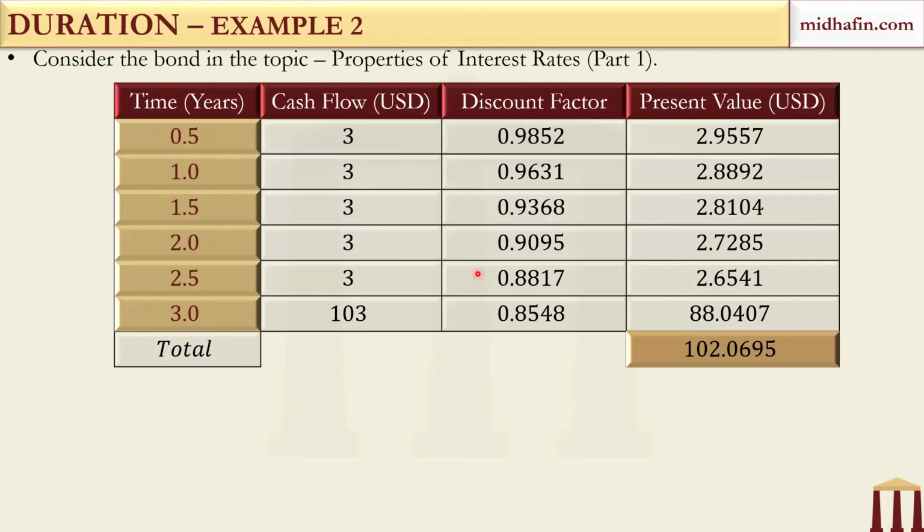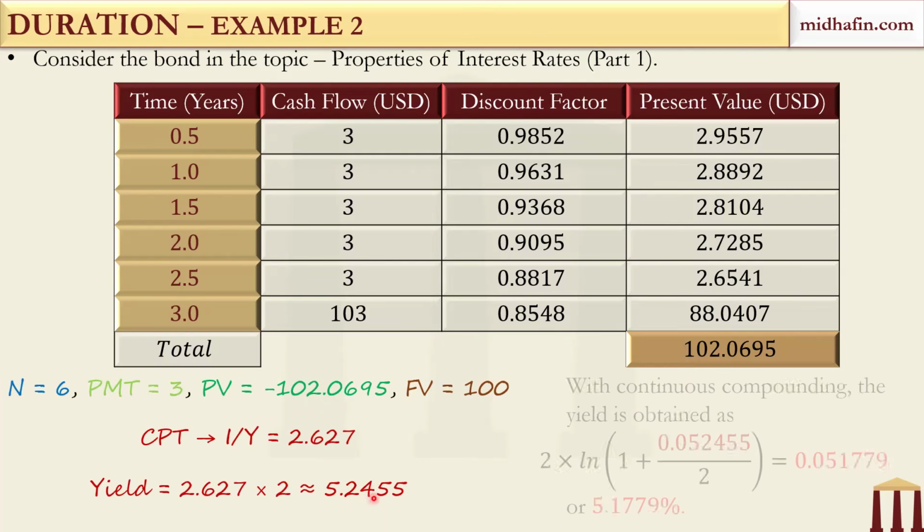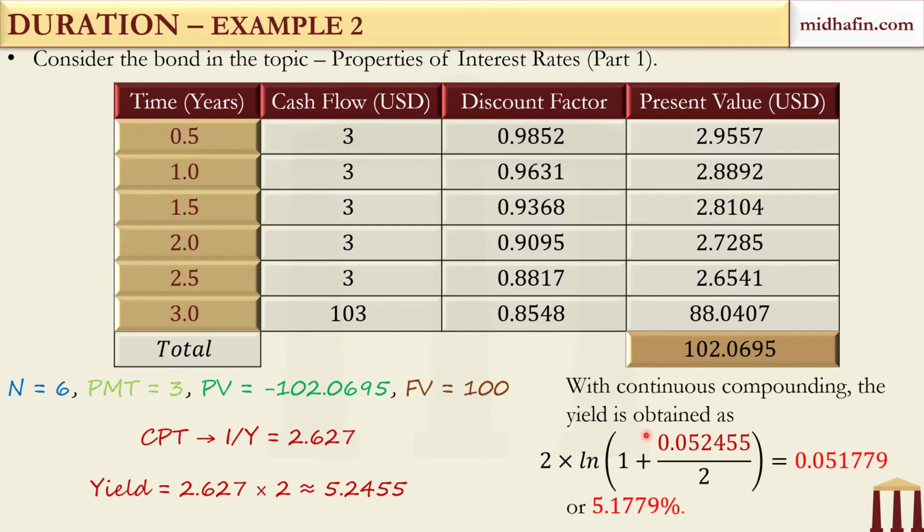So considering the same bond, which we discussed in FMP 16 part 1. So this was the present value that we calculated, right? Remember 102.0695. Same bond is there. So in this case, N was 6 and we also calculated the yield, right? The yield we calculated as 5.2455. Now with continuous compounding, if you want to convert this yield into continuous compounding, this is the formula, right? 5.1779%.